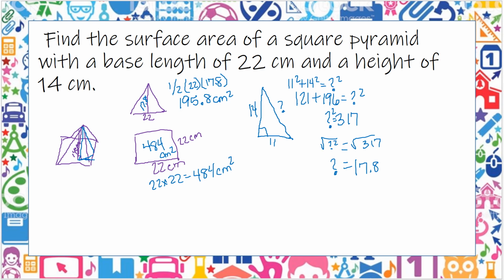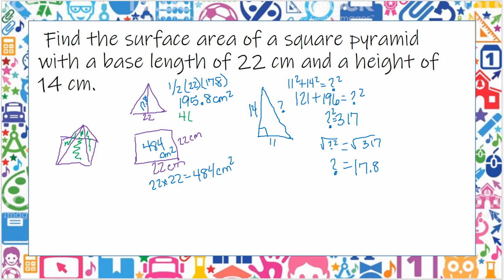Now, go back to look at our initial pyramid. Let me erase some of this. There we go. So that it's a little easier to look at. We have this triangle. We've got the back triangle. We've got this side. And we've got the front. So we have 4 of these.